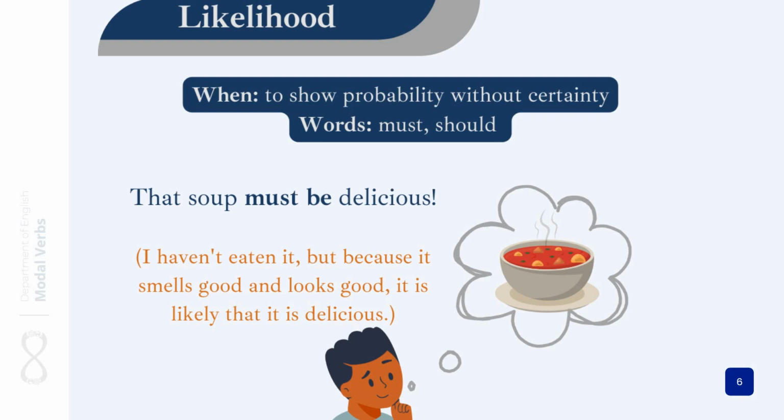For example, that soup must be delicious. This means I haven't eaten that soup, I haven't tasted it, but I can smell it, I can see it, it smells good, it looks good. It is likely that this soup is delicious.